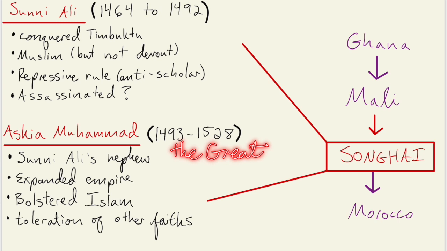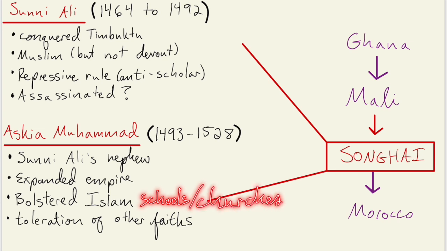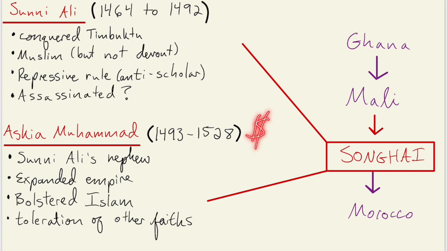So Askia the Great was the nephew of Ali, and he expanded the empire, making it larger, but he was also a devout Muslim, so he bolstered Islam. He built schools and churches, much like Mansa Musa did, in order to expand Islam in his empire. Also, he was tolerant of other faiths. So the opposite, essentially, of what Sunni Ali was doing. Now, like Mansa Musa, Askia the Great was also very wealthy.